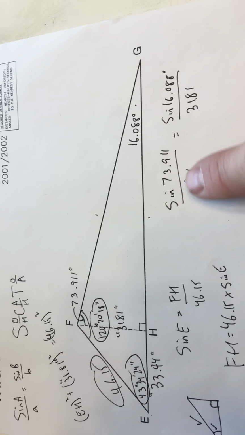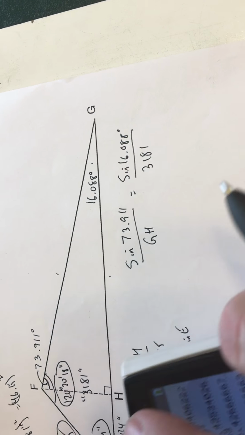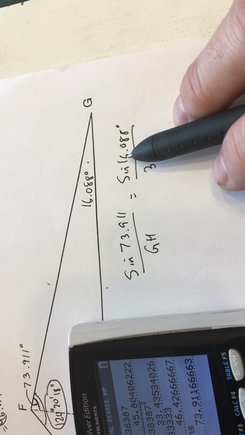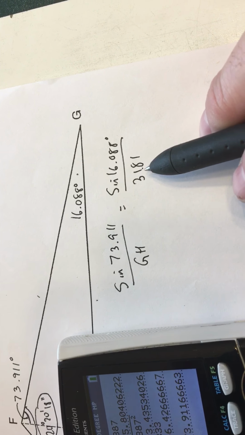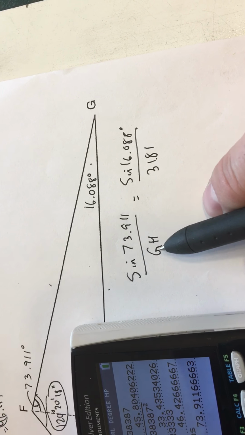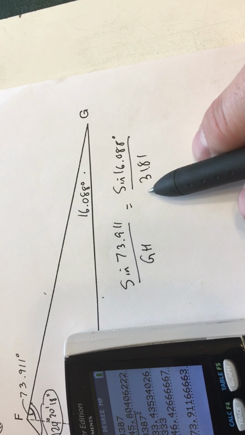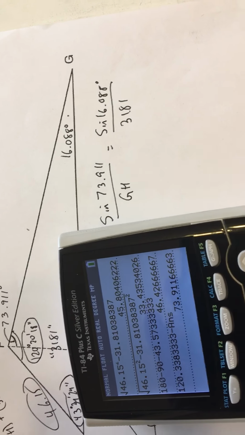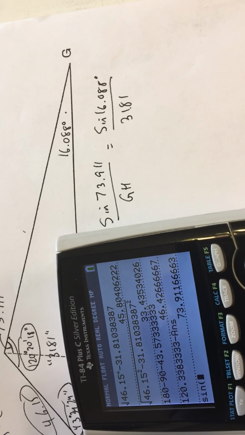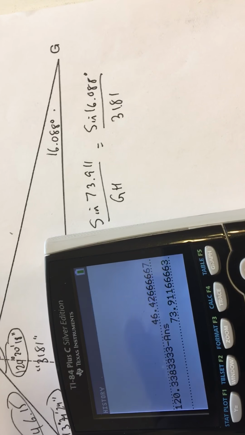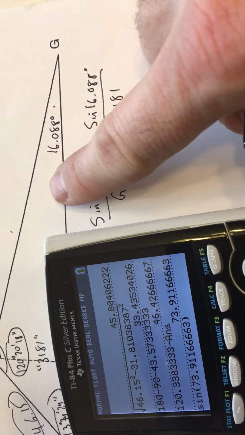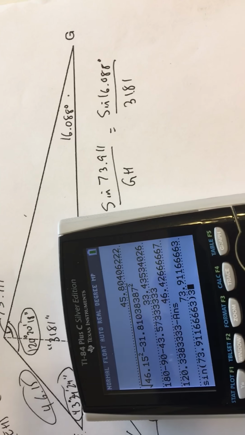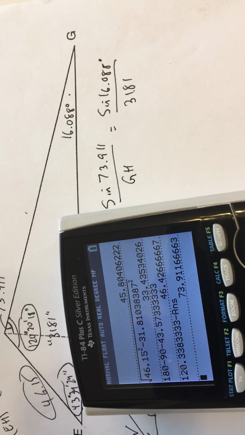Okay, so now I'm just going to do the law of sines here, and remember when you're doing the law of sines, it's going to be this times this divided by this. GH times that equals 31.81 times that. But really, in essence, it ends up being these two multiplied together divided by that. So I'm going to let the calculator do the work again. So I'm going to go sine of, now I got to have that 73.911 multiplied by 31.81, shoot. Oh nuts, I lost it all.